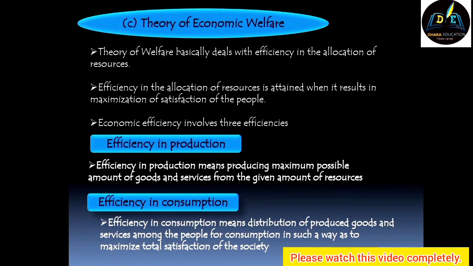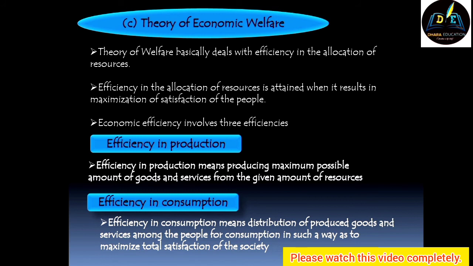The theory of economic welfare deals with different efficiencies, like efficiency in production and efficiency in consumption. So what do we mean by efficiency in production? It means producing the maximum possible amount of goods and services from the given amount of resources. From the given resources, your production should be maximum, and it should be efficient for all production of goods and services.